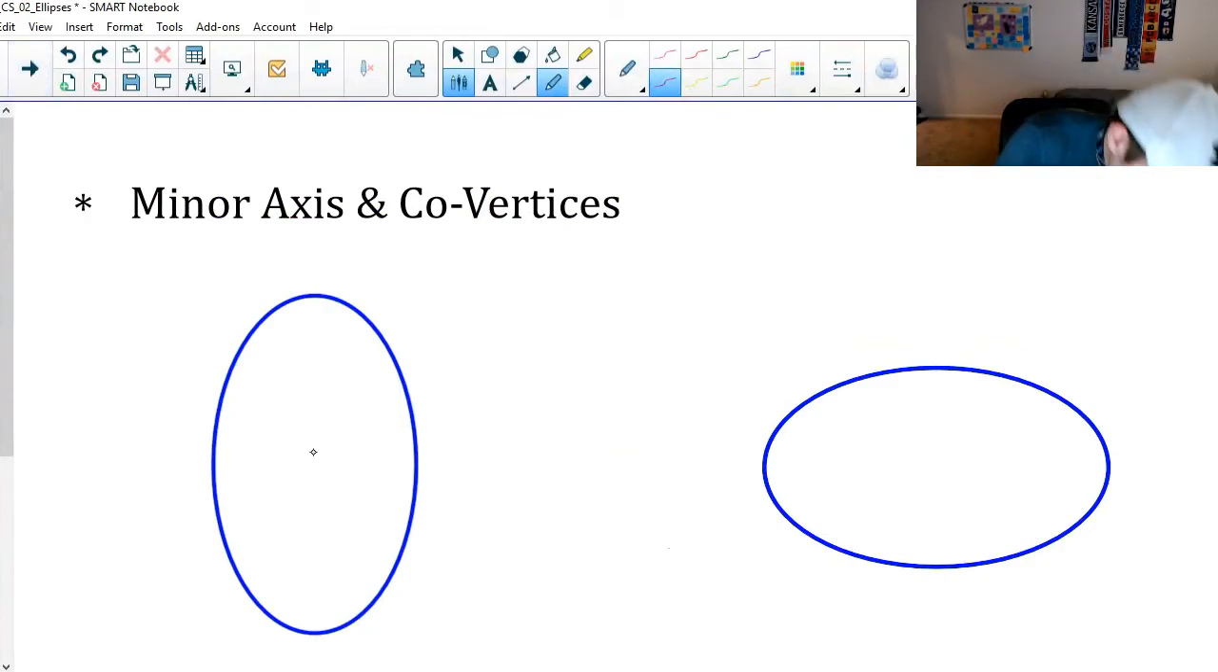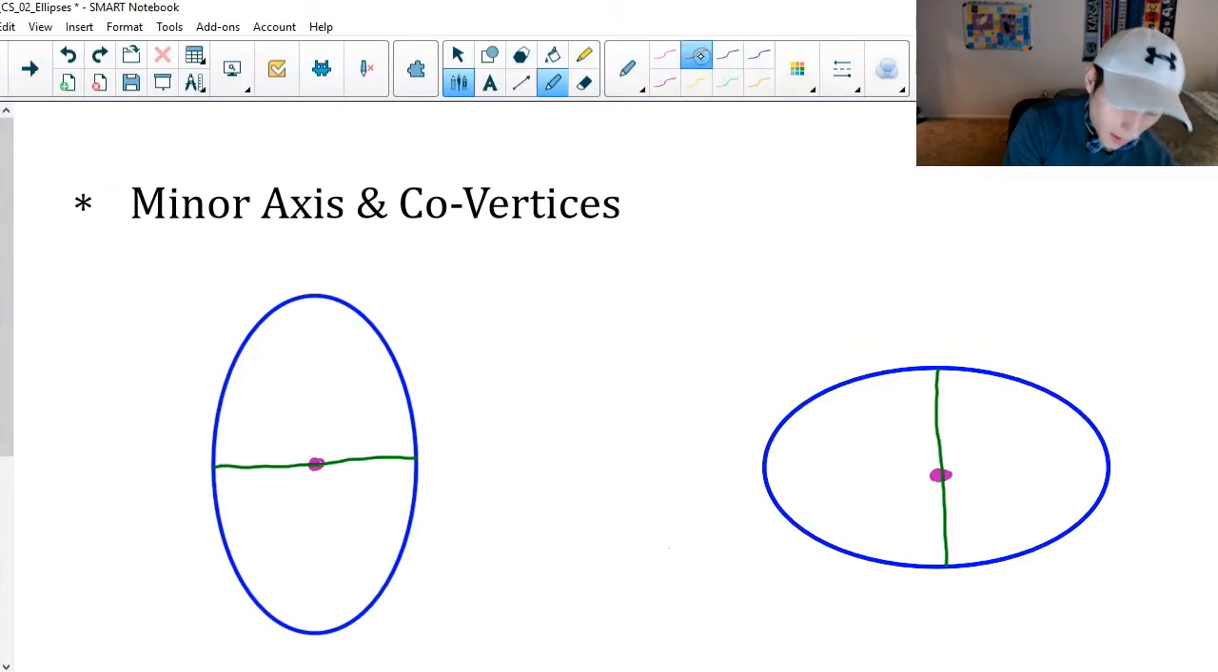Minor axis and co-vertices. So I think you probably can intuit what the minor axis is. Major axis went across the longest part of the ellipse. Minor axis will go across the shortest part. And the co-vertices are the points on either side of the minor axis.